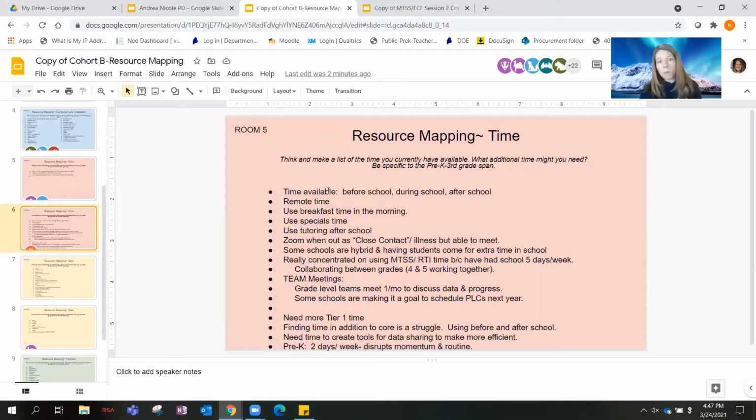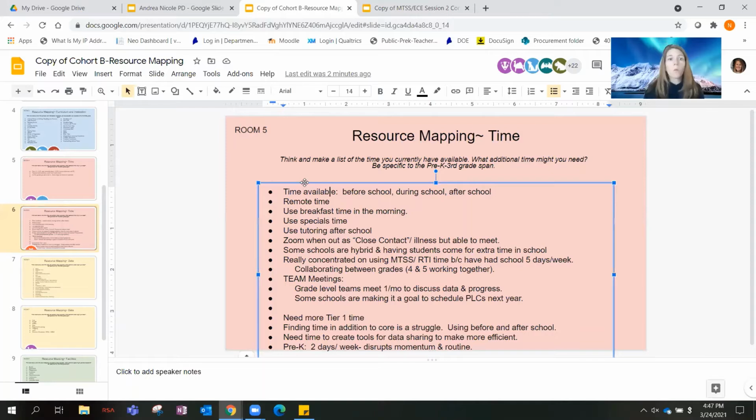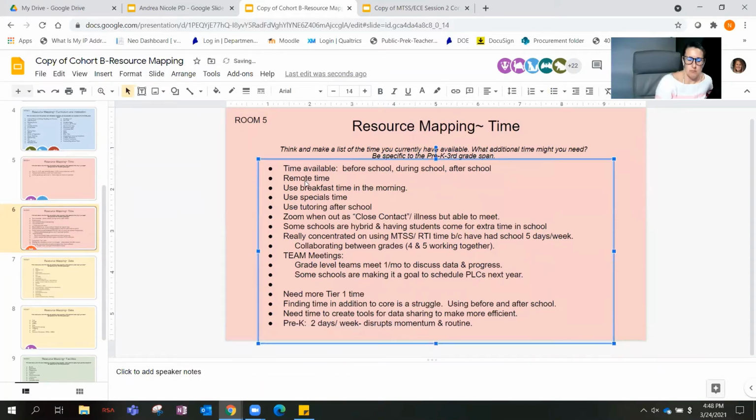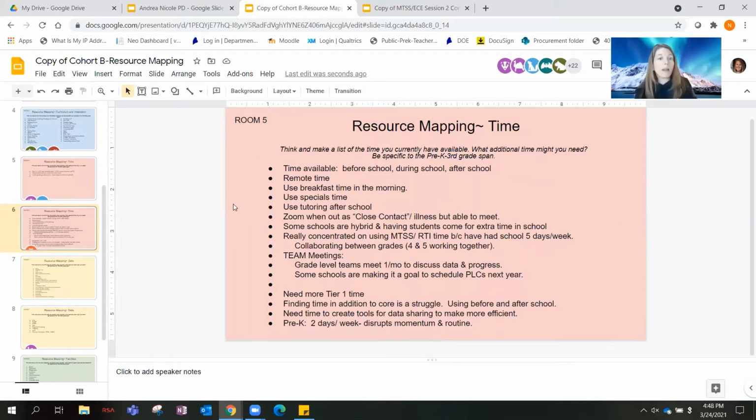And so taking a look at this slide here, it looks like some people provided blocks of time, right? So the before school block, the during school block, the after school block, right? The breakfast block in the morning. Remote time would be that at home time. That's a little bit separate from what we're talking about here, so I'm going to set that off to the side for just a minute. Specials time and RTI time, MTSS RTI time, team meetings, all of these are individual blocks of time, right?